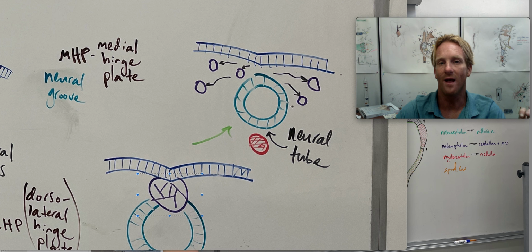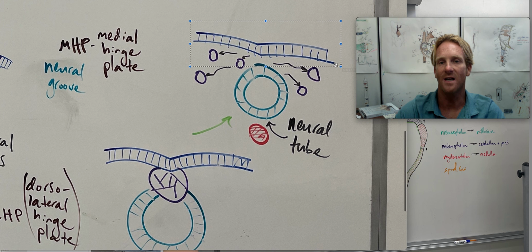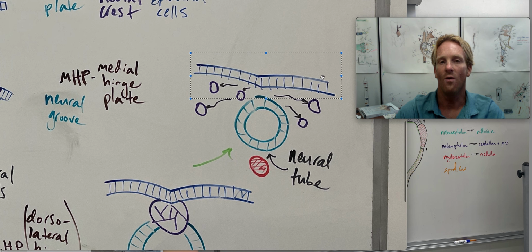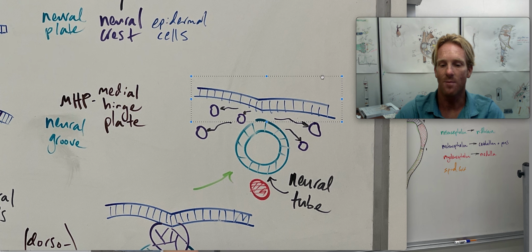However, what we're left with is this neural tube in the middle that is ultimately going to go on to become the spinal cord and the brain, so hence the central nervous system, whereas we have all of these ectodermal cells up top. Those are going to go on to become the epidermis.